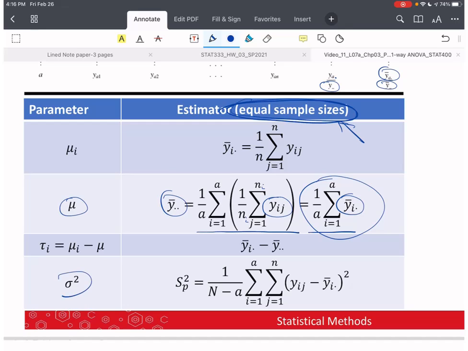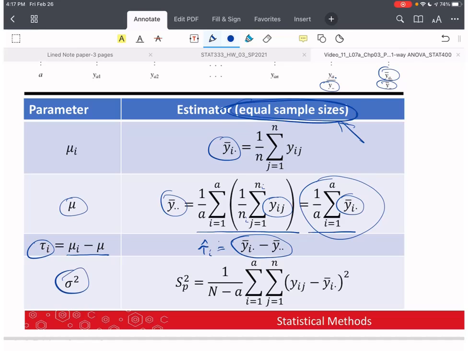All right. Before I go there, let's not skip tau i. So tau i, again, is mu i minus mu. We're estimating mu i with yi dot bar and mu with y dot dot bar. So we substitute in for that, and this is our estimate of tau i. So we would call this tau i hat, is how we would represent that symbol. I should have put that in there, but I forgot.